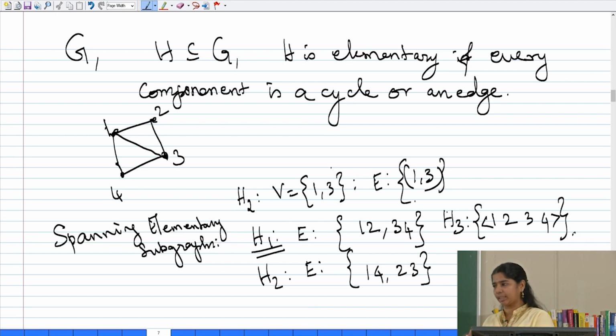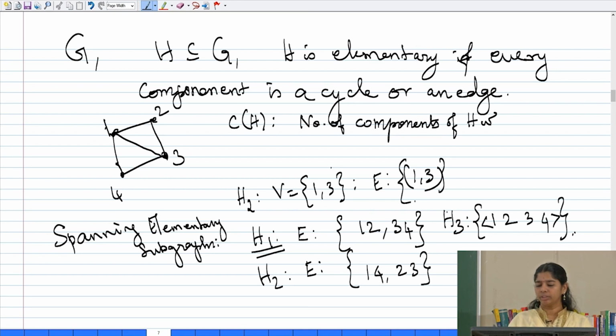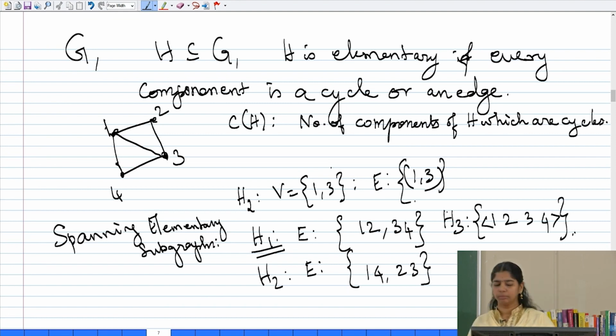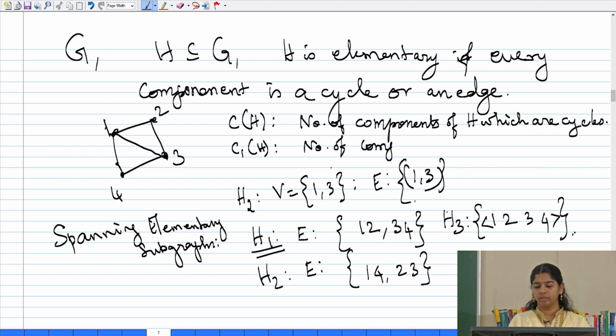is the number of components which are cycles and number of components which are edges. Okay. Suppose I give the notation C of H for the number of components of H which are cycles, and similarly we can have a representation C1 of H, which is going to be the number of components of H which are edges.